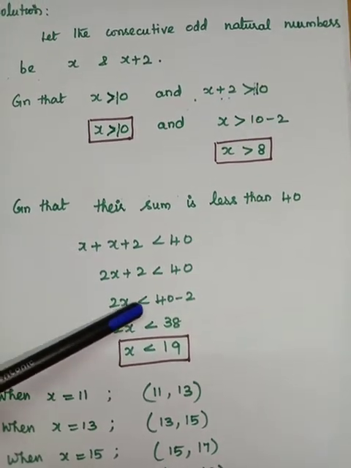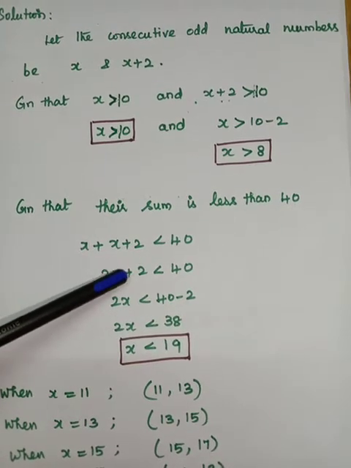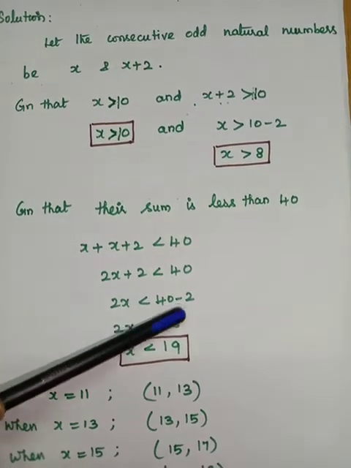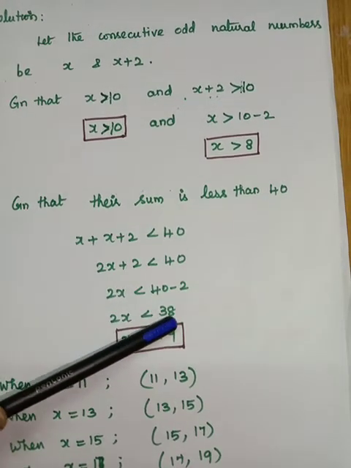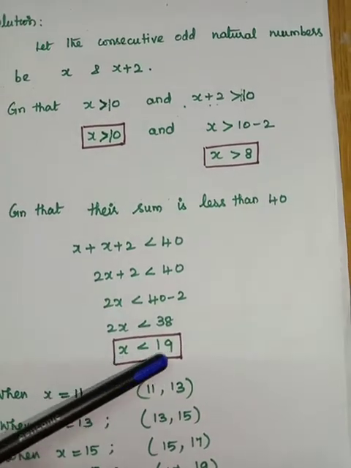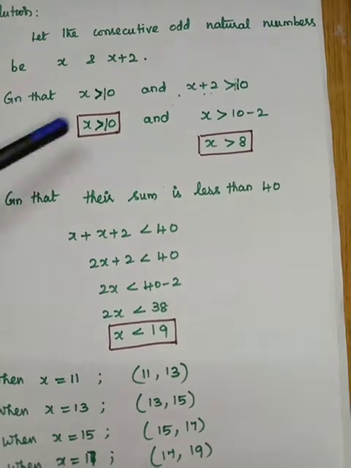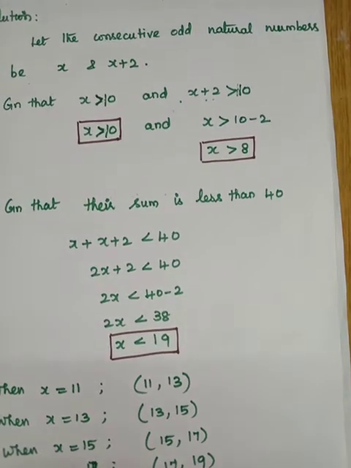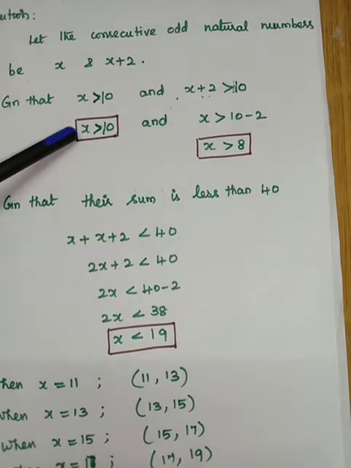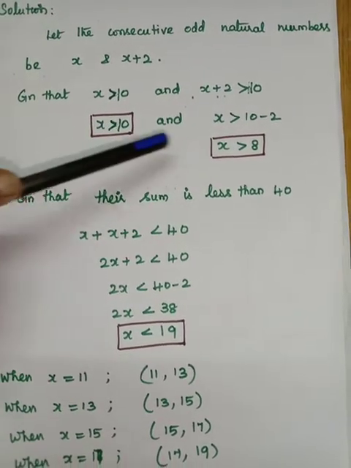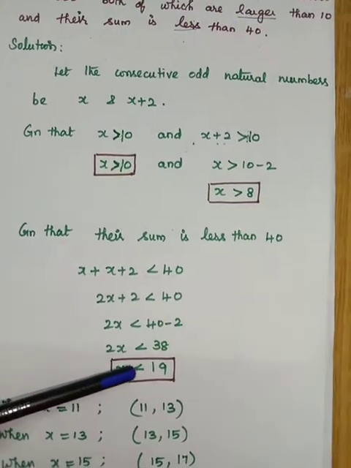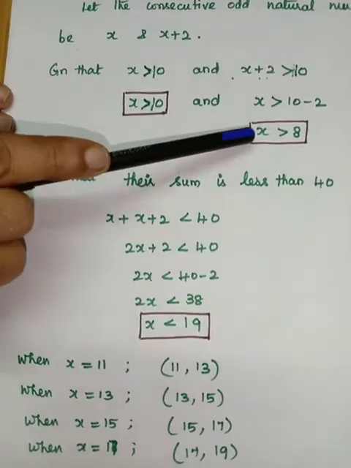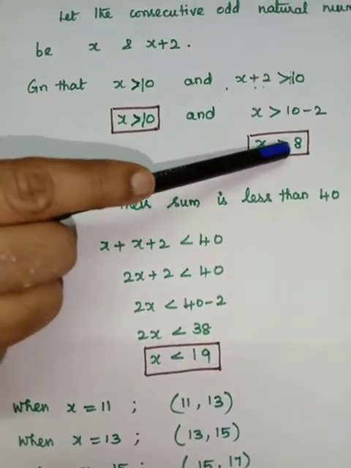2x is less than 40 minus 2. Plus 2, when you take it to the other side, it is minus 2. 40 minus 2 is 38. 2x less than 38, so x is less than 19. You see the three results we have obtained. The first one, x greater than 10, the second one, x greater than 8, and the next one, x less than 19.